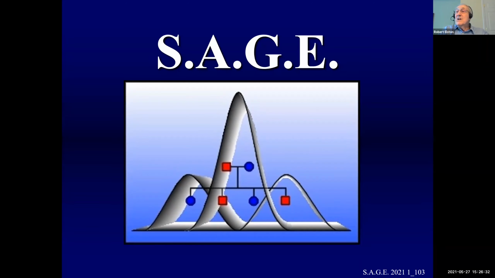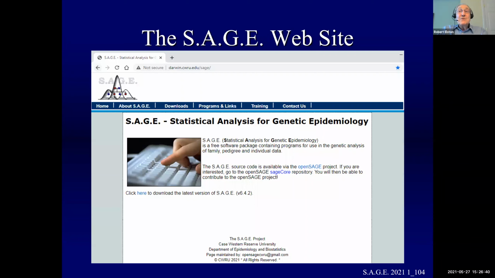This is the S.A.G.E website, and it shows you the website. It's a collection of freely available compiled C++ programs that perform a wide variety of analyses, both on family data and on individual data.